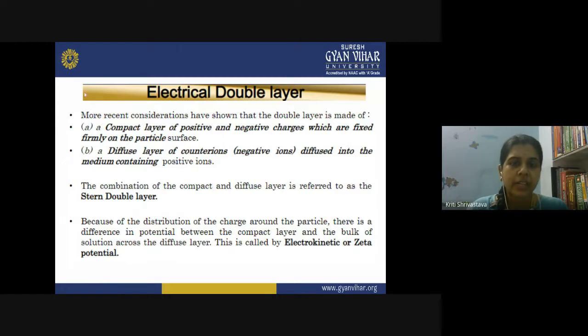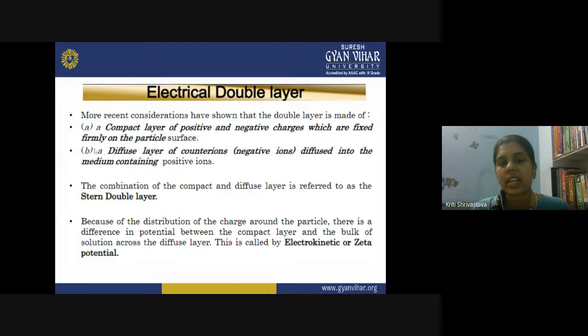So the electrical double layer is a more recent observation, and it actually contains two layers: a compact layer of positive and negative charges which are fixed firmly on the particle surface. This layer is firm and we call it a fixed layer.